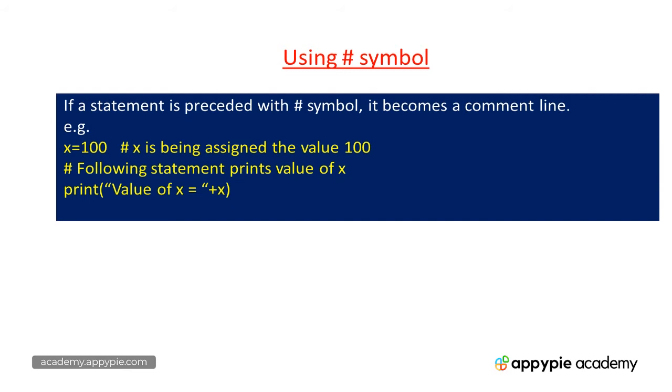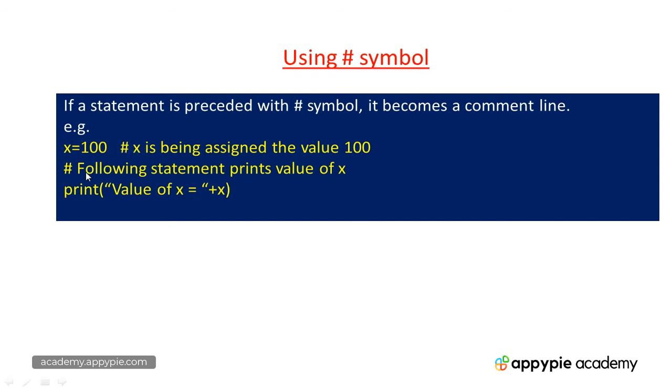be executed. For example, I have written x is equal to 100, and in front of it I have written hash, x is being assigned the value 100. Now what is this, x is being assigned the value 100? It is a plain statement and it is not part of the actual code. Because it is preceded with a hash symbol, it will be treated as a comment.